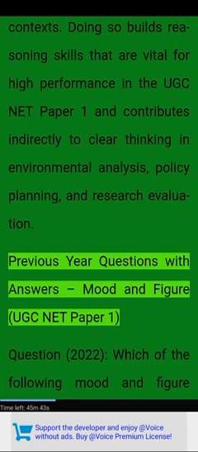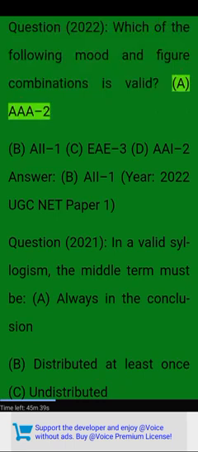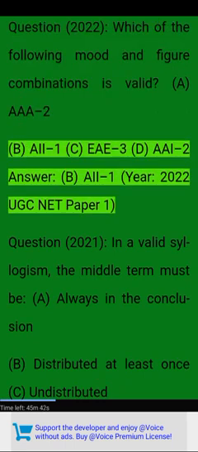Previous year questions with answers. Mood and figure, UGC NET paper 1. Question 2022. Which of the following mood and figure combinations is valid? A. AAA2. B. AII1. C. EAE3. D. AAI2. Answer. B. AII1. Year 2022 UGC NET paper 1.